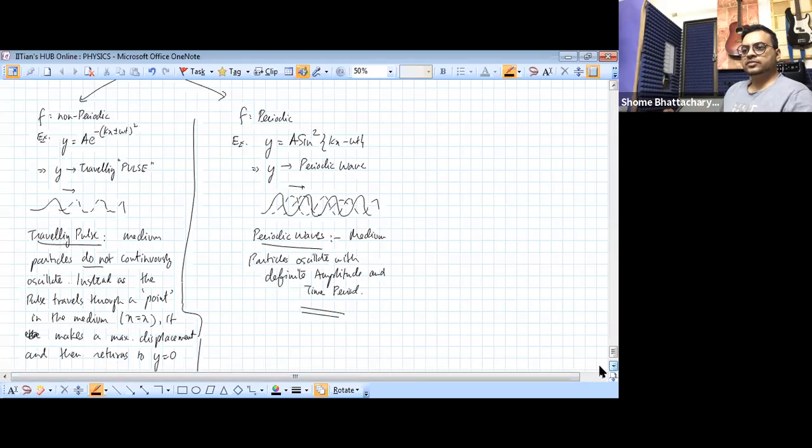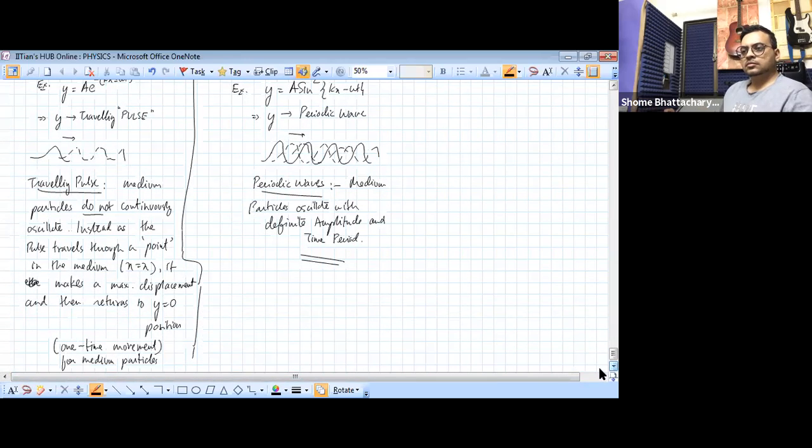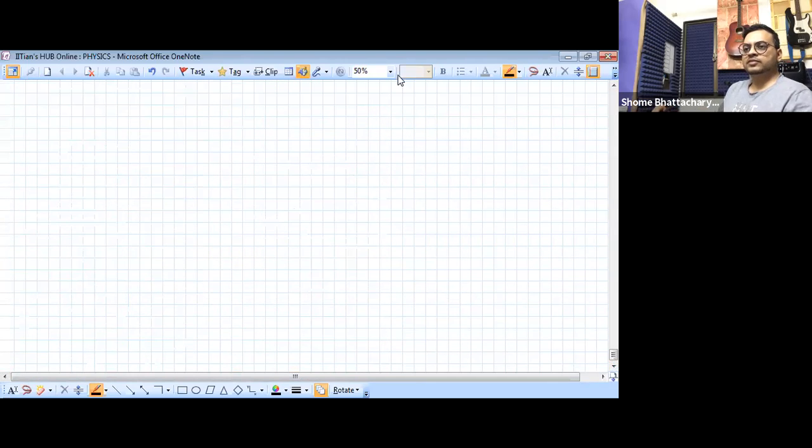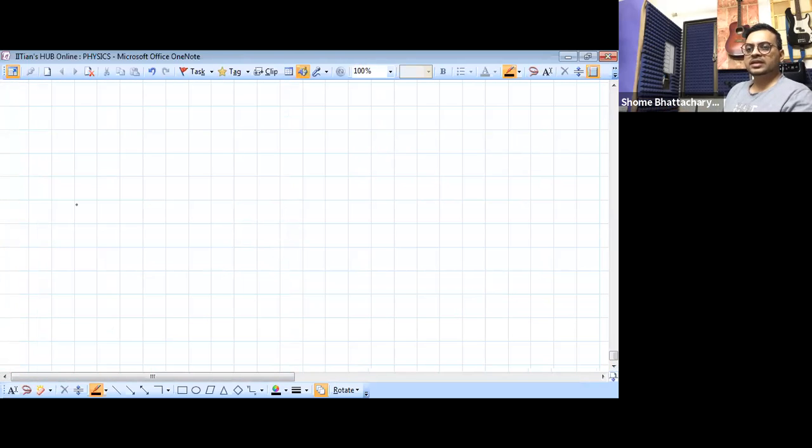Okay, so to understand this difference between traveling pulse and continuous wave, we've already seen the example of traveling pulse earlier. Now let's look more closely at the example of continuous wave.